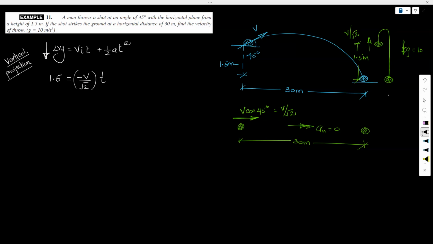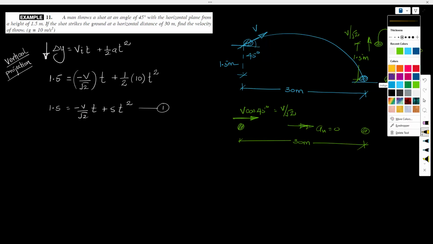And time of flight I do not know, plus half. Acceleration due to gravity is pointing downwards, so it is positive, and it is t squared. So that is going to be my first equation. I can do a little bit of cleanup there, so that is 1.5 equals minus v over root 2 t plus 5t squared. Just by looking at it, we cannot do anything with that equation because it has two unknowns.